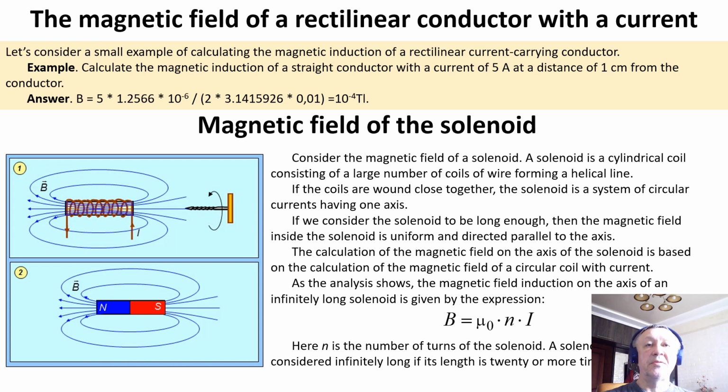As the analysis shows, the magnetic field induction on the axis of an infinitely long solenoid is given by the next expression. In this expression, I is a current in the solenoid, and N is the number of turns of the solenoid. A solenoid can be considered infinitely long if its length is 20 or more times greater than its radius.